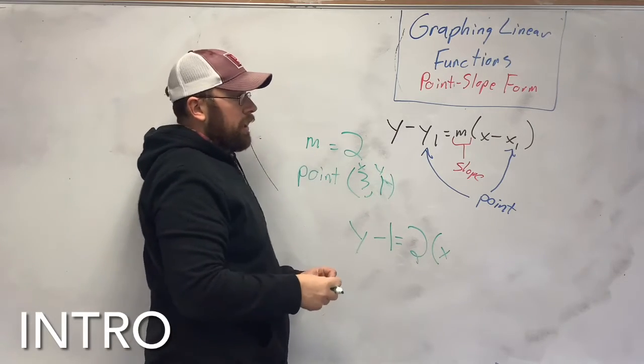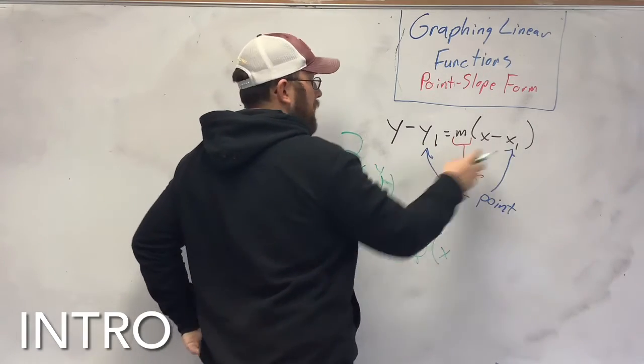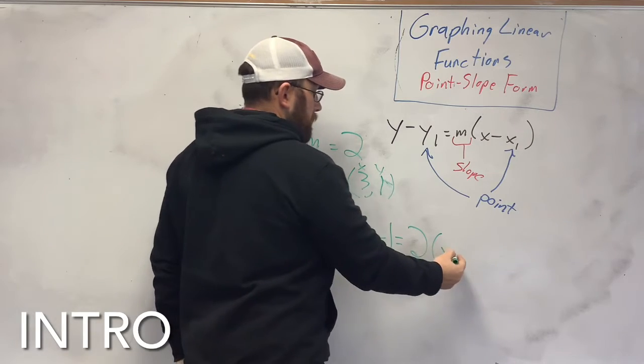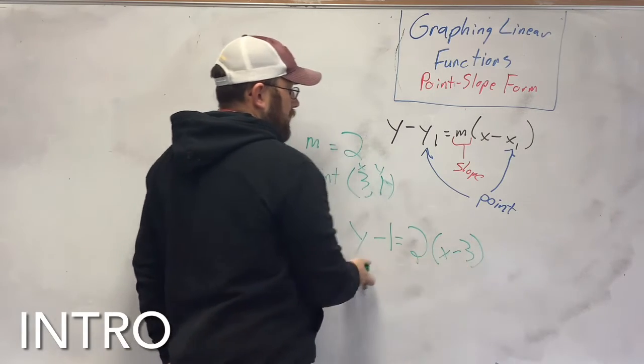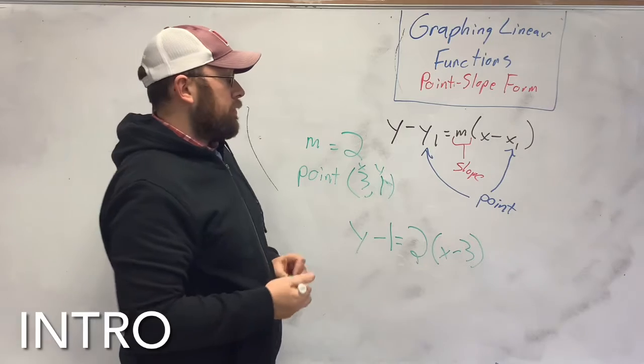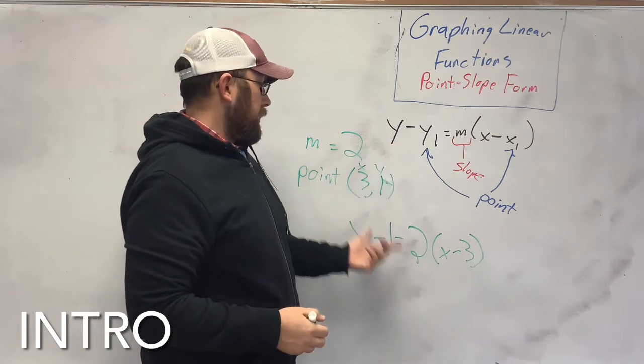So that x and that y are always going to stay the same. They're not going to change. It's the ones that have the 1 with them that will change. That's part of the point. Minus 3. That is how you do it. That is point slope form, slope point, and then you can put it in.